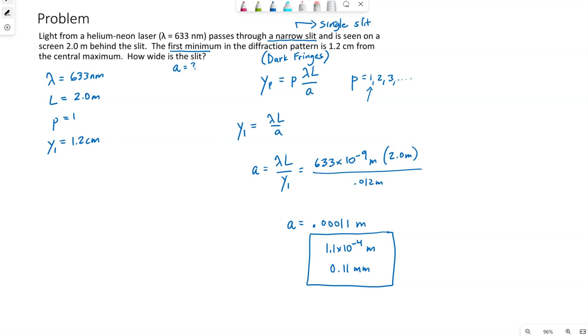So look for the wording in the problem to determine which equations we want. It's interference, so we just needed to know if we had single slit or double slit or diffraction grating. And then remembering what all the different variables represent, we can put everything together.